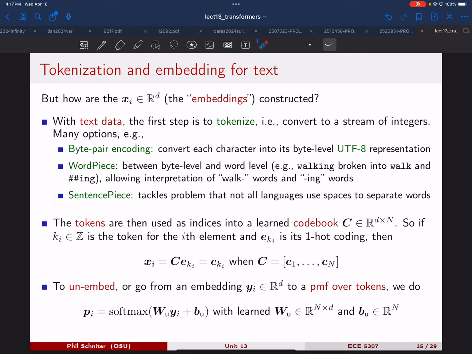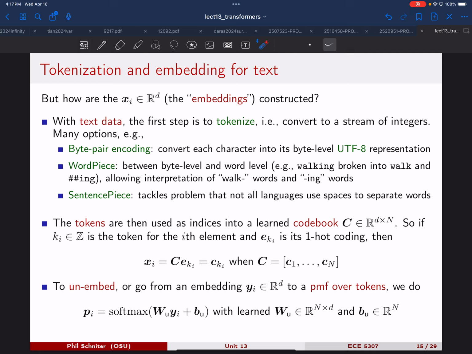And those integers still need to be converted to real vectors, which are called the embeddings. To do that, you design a codebook, and then you use the value of this integer, this token, to extract a particular column from that codebook, and that becomes the input.